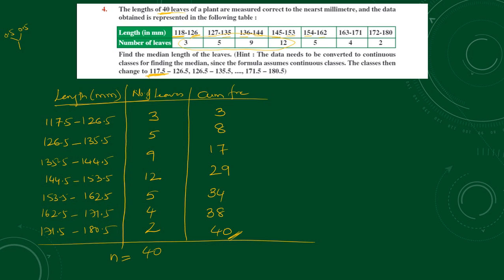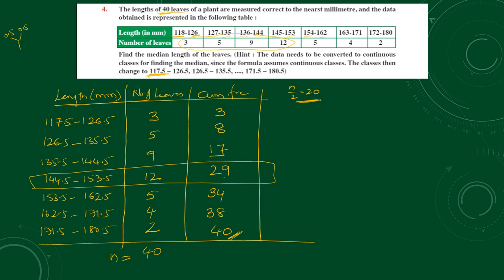So from this, n is equal to 40, so n by 2 is equal to 20. Now finding out the n by 2 value, n by 2 is equal to 20. So 20 lies between 17 and 29, so clearly this is my median class.